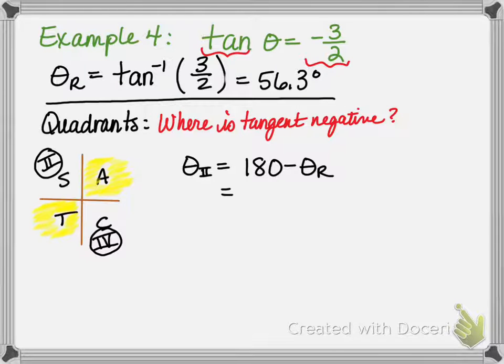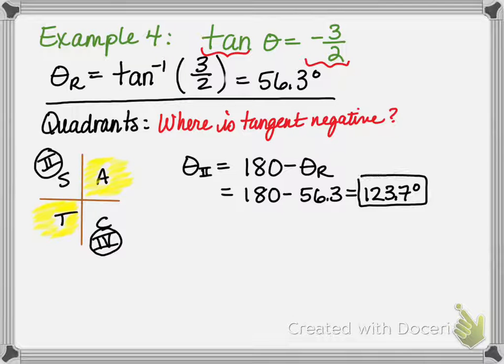Theta 2 is going to be 180 minus the 56.3. And what do we get when we do 180 minus 56.3? We get 123.7. So there's my first answer. It falls between 0 and 360, so I'm good. And then I do it again.